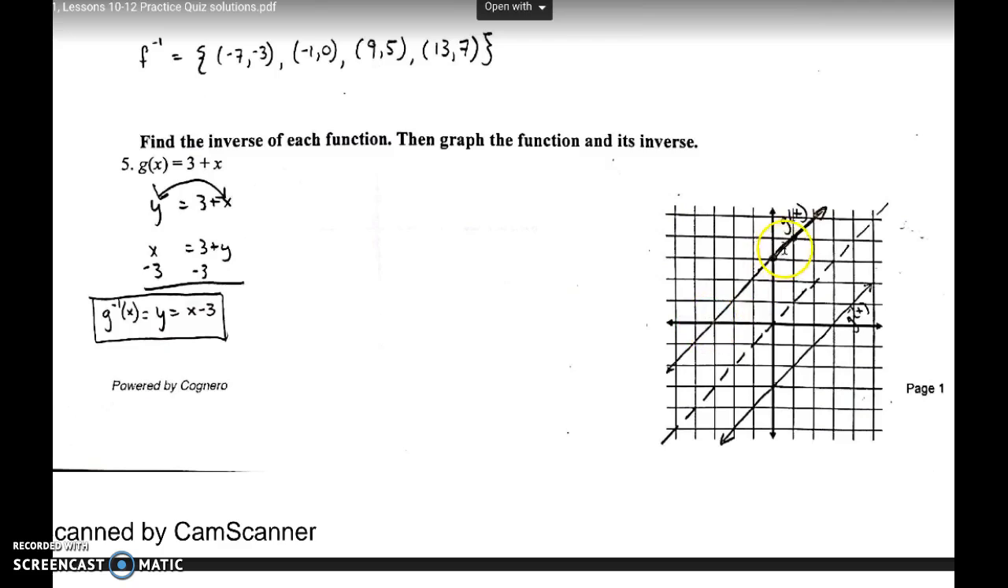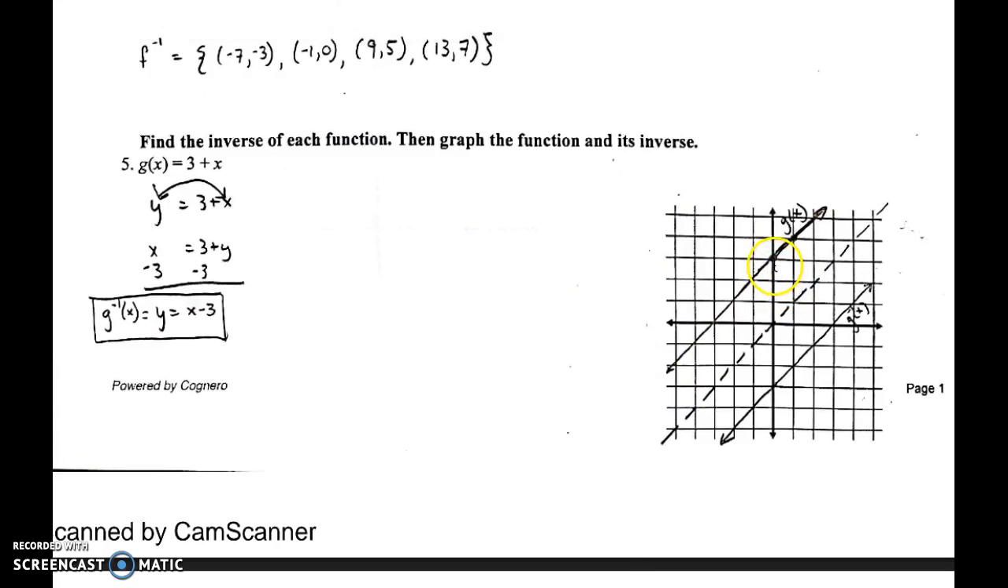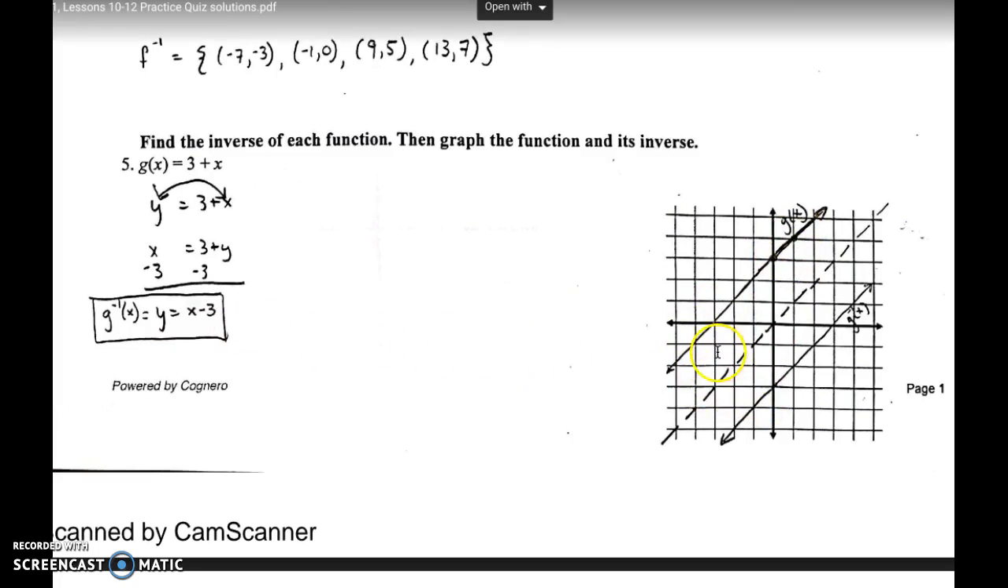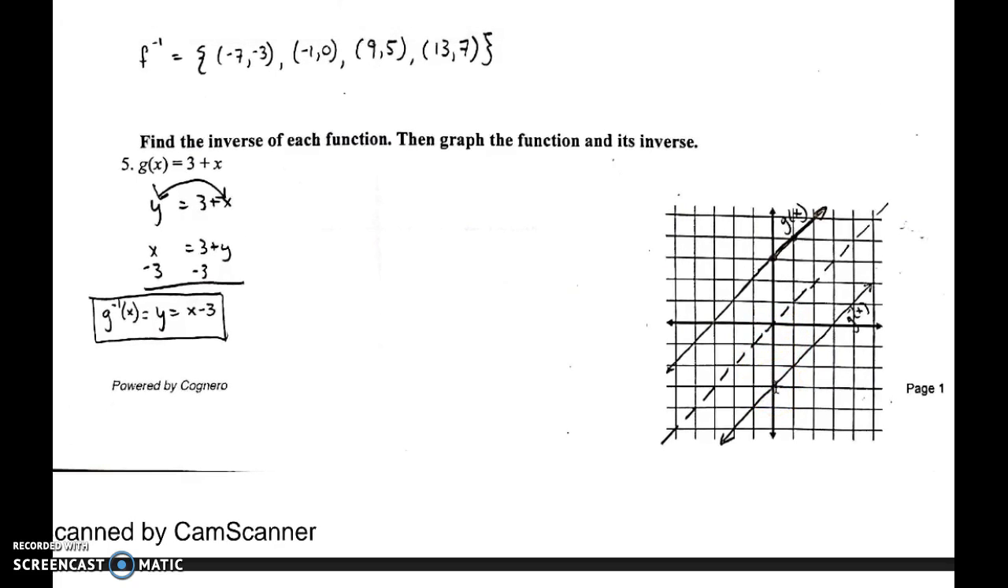When I graphed it, my original equation, g of x equals 3 plus x, that's just a line with a y-intercept of 3 and a slope of +1. So I labeled it g of x. And then my inverse function is another line, x minus 3, with a y-intercept of -3, so I'm down 3 spaces. My slope is still +1, up 1 over 1. Connect it, make your line.